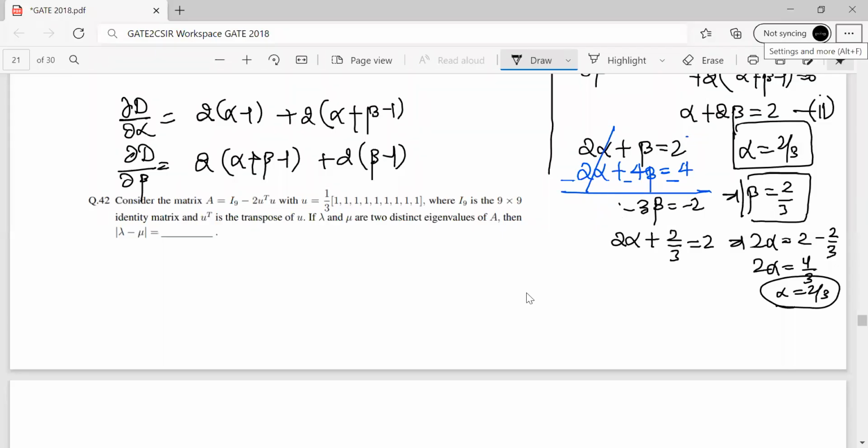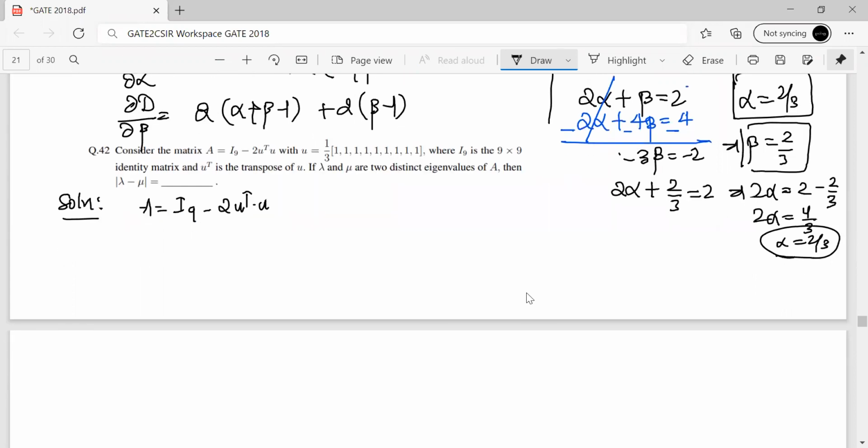Well, now let's solve 42. So what it's saying is that A is your identity minus 2 times U transpose into U, where U is given by this. So they are asking the two distinct eigenvalues of A, then mod of lambda minus mu. Okay, so let's solve this. Instead, we directly find out the eigenvalues and write this as a matrix of 1, 1, 1, 1, 1, and so on up to 9 cross 9 times, right? And rest of them are 0.